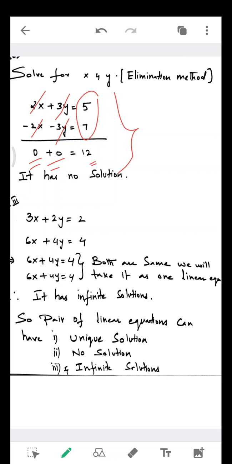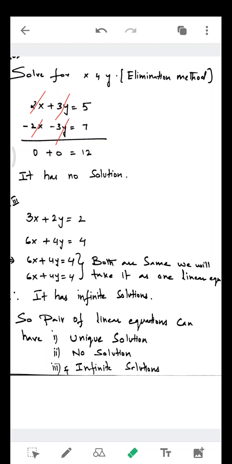So this type of case is said to have no solution. So a pair of linear equations may not have a solution also, for this type of cases. Then let's see another question.